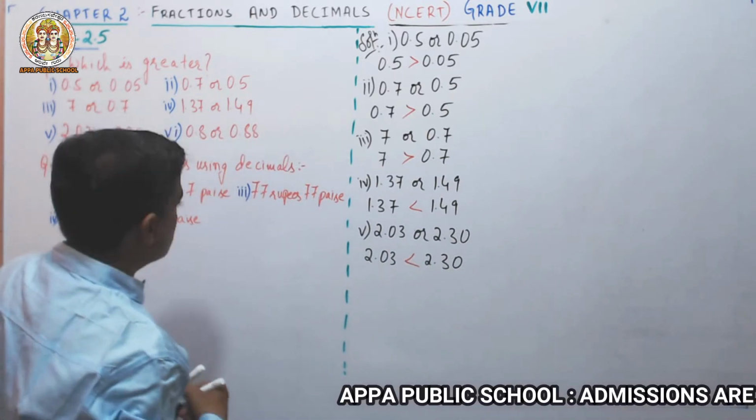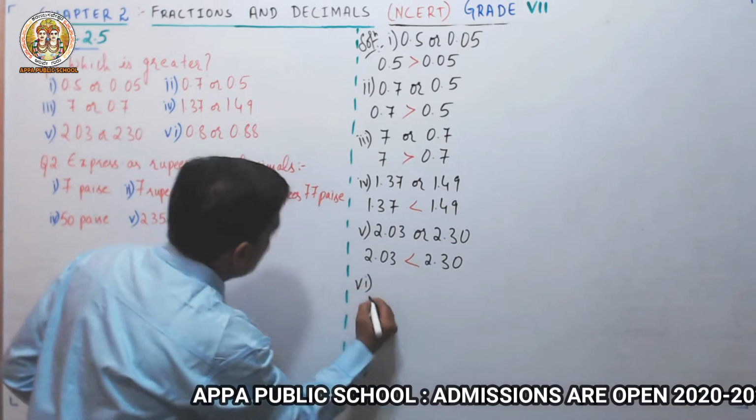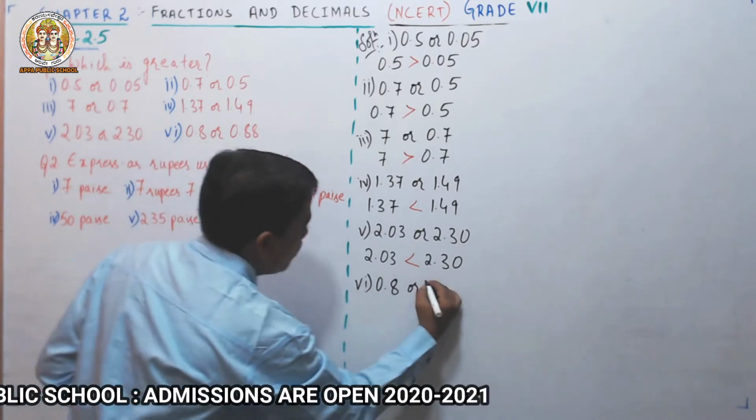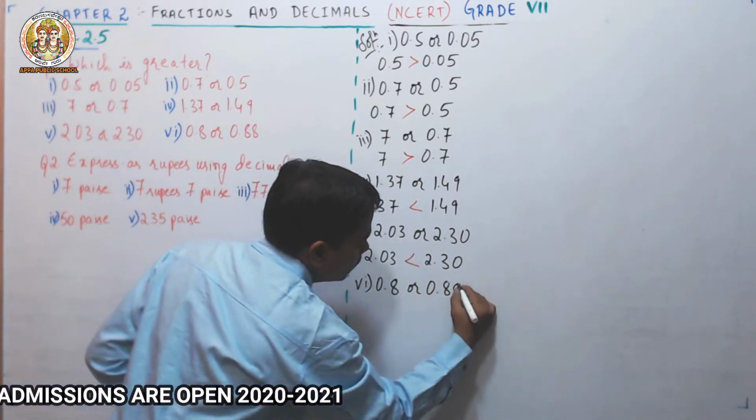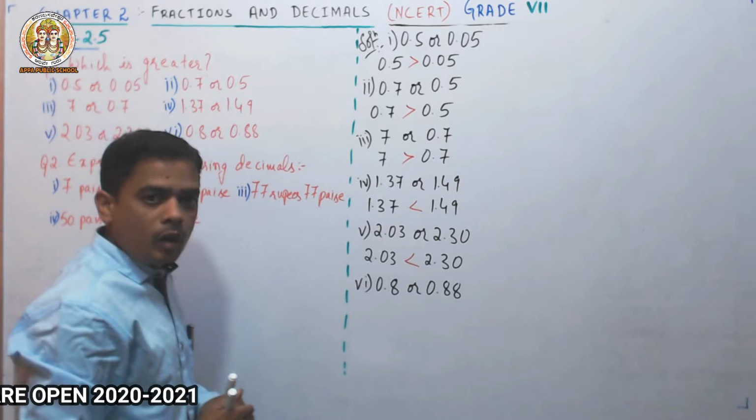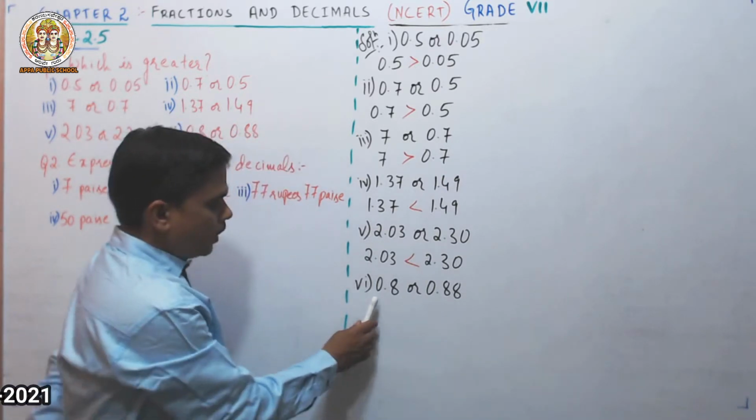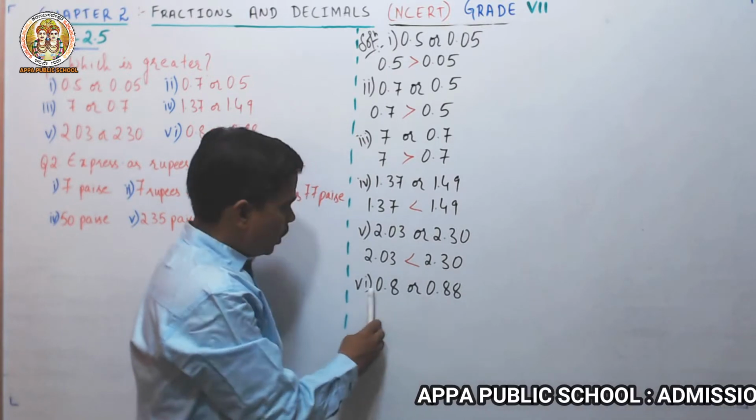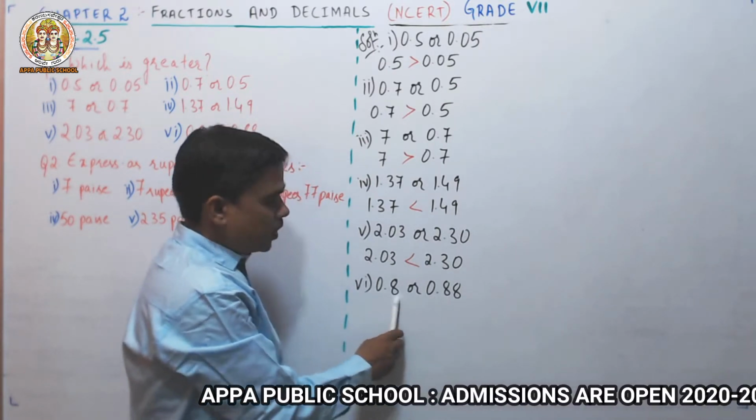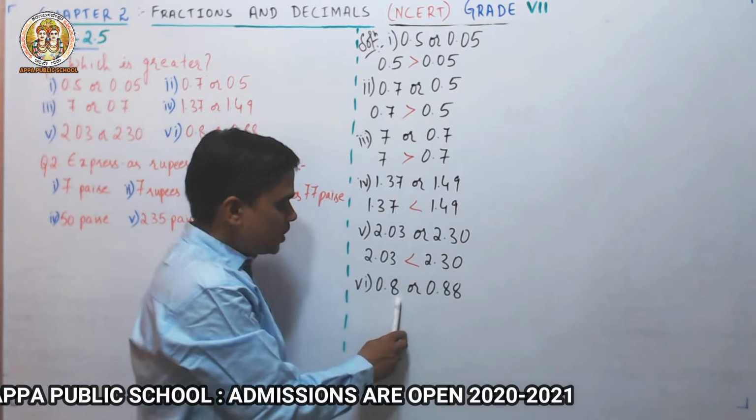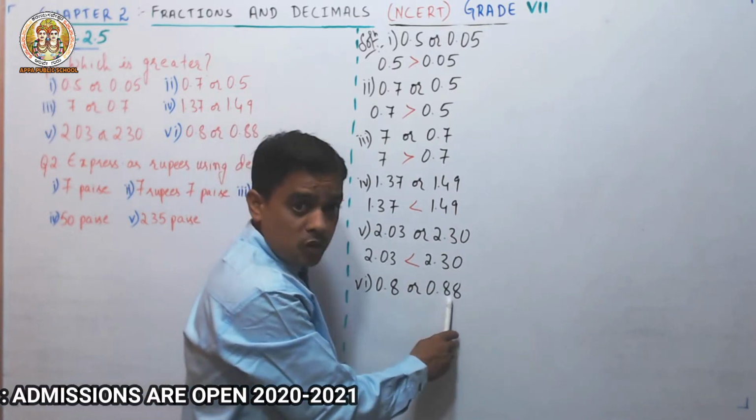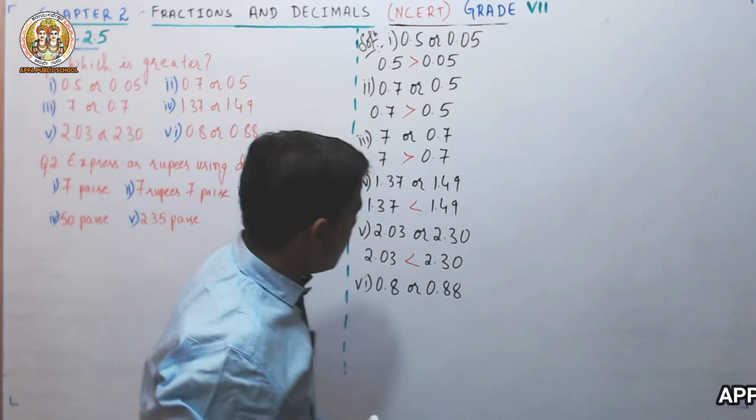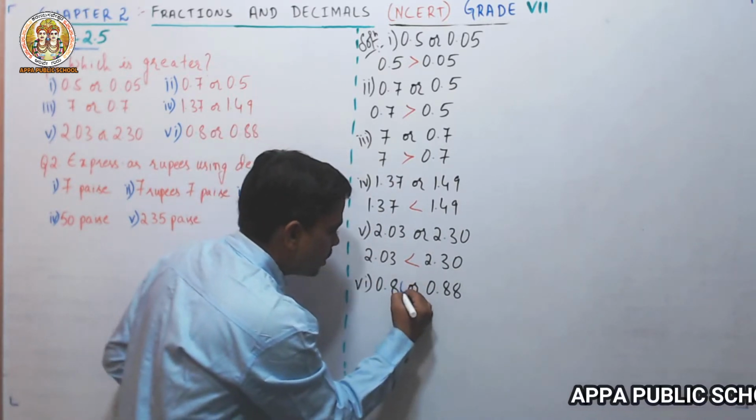Next, sixth bit. What is the sixth bit question? 0.8 or 0.88. The unit place is 0 here and also 0 here. Unit place both are the same. Next I will come to the tenth place. The tenth place is 8 here and also 8 here. Now you have to go for the hundredth place. Suppose it was not given here, take it as 0.